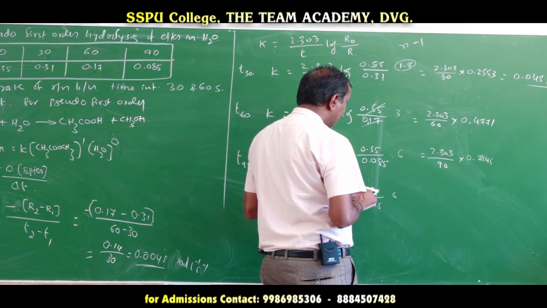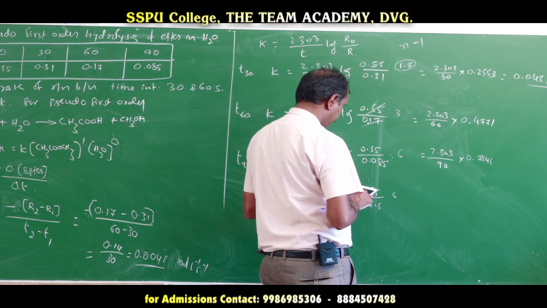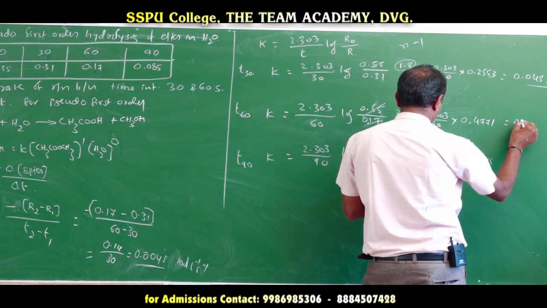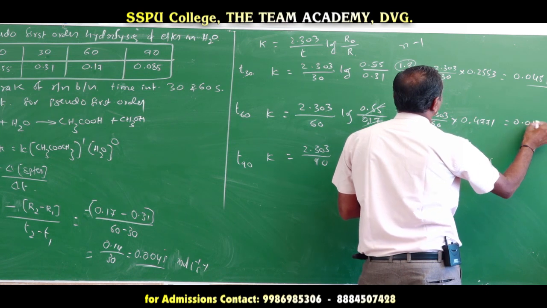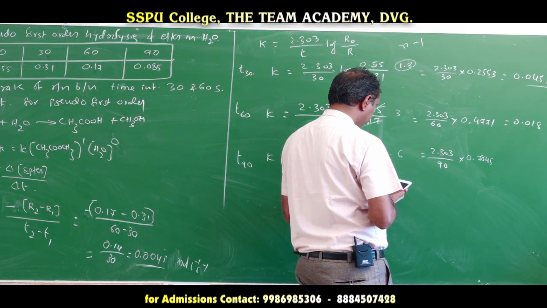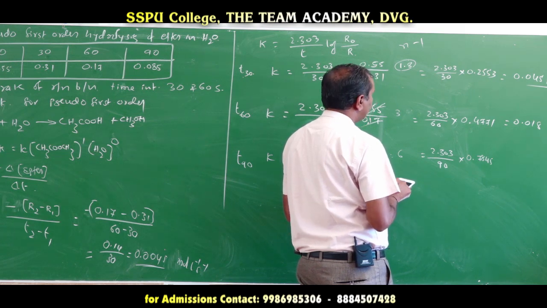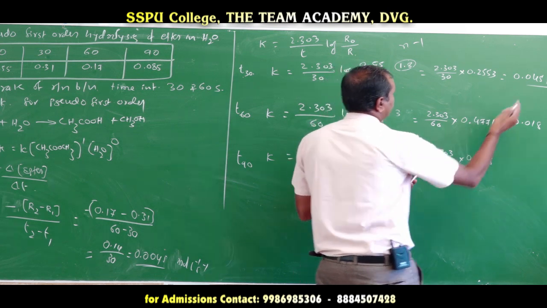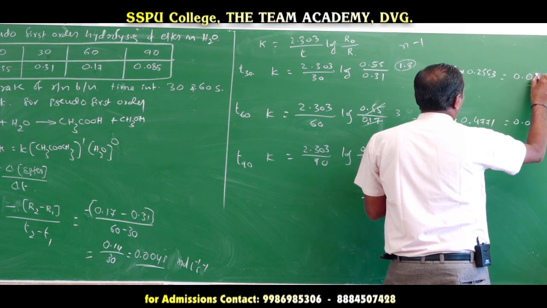2.303 into 0.4771 divided by 60. 018. So I'll calculate this once again. 2.303 into 2553 divided by 30. Yes. 0.019.